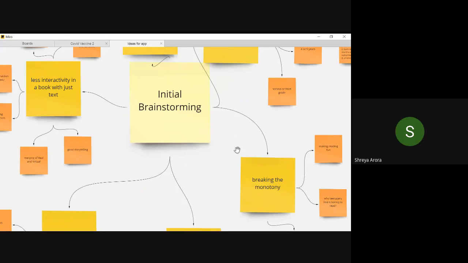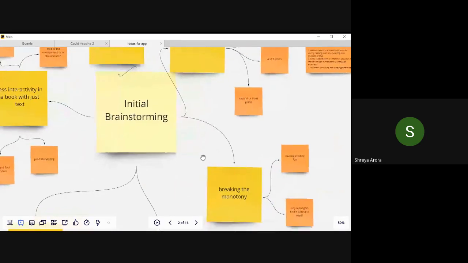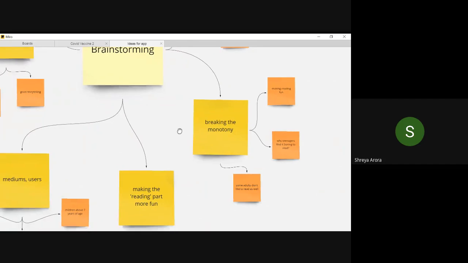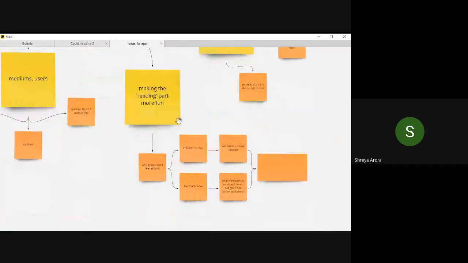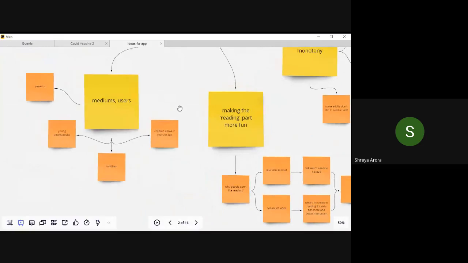on how a child interacts with storytelling or a book, and is there any monotony that a child develops while reading the same book? If there is, why is that so? And then why do people not like reading, if they don't?